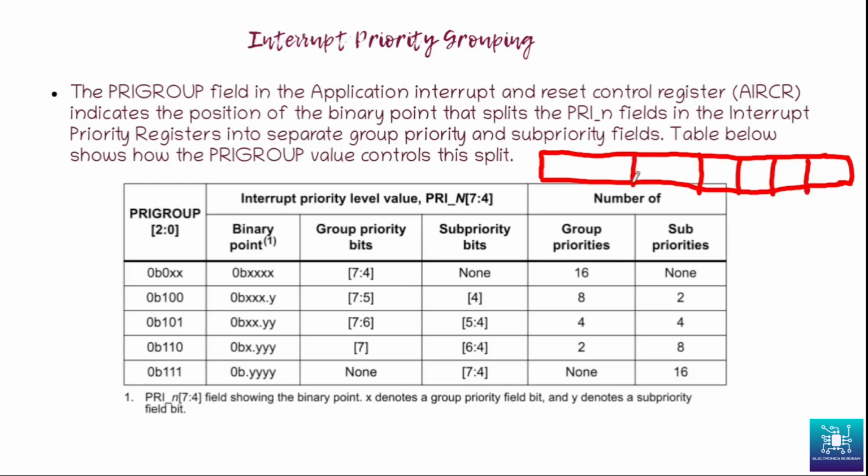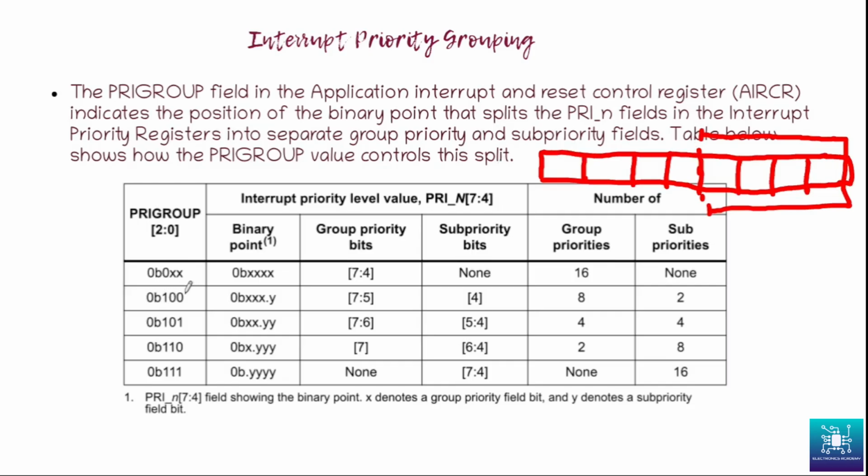Sorry about the bad drawing. So this is the register, and we are anyway not using this part. This part is out of bounds, as we saw. So in the PRIGROUP field of the AIRCR register, if you set this to 0, all these 4 fields are considered as a group. Obviously the group priority count will be 16 because all of them are considered.